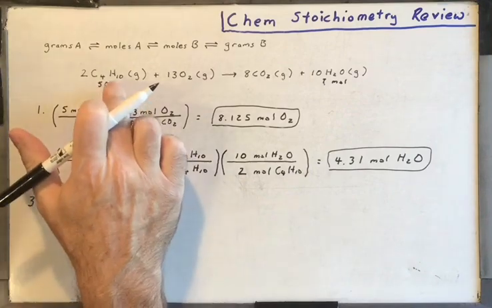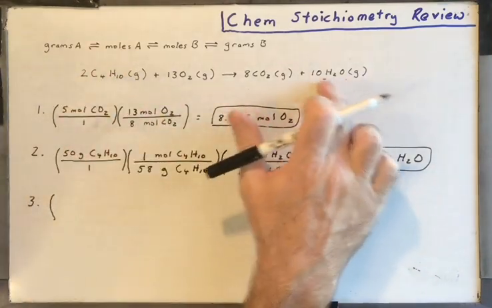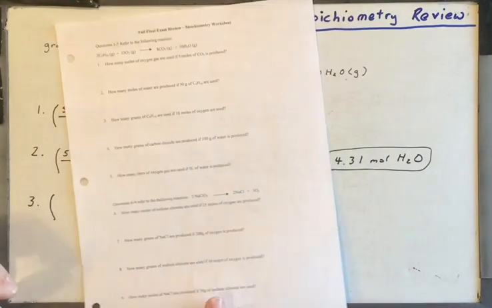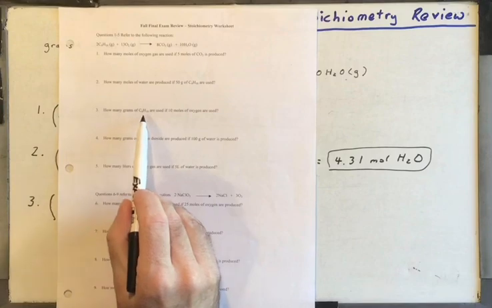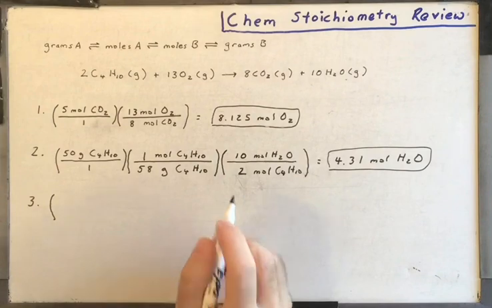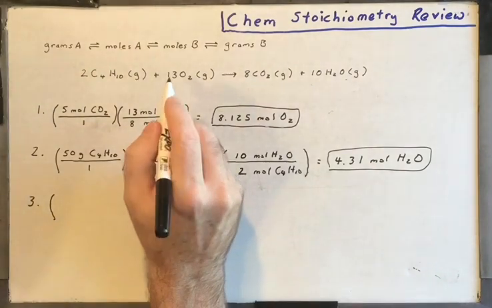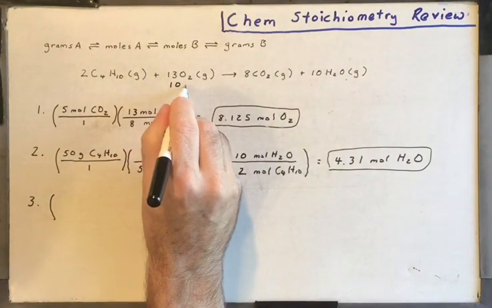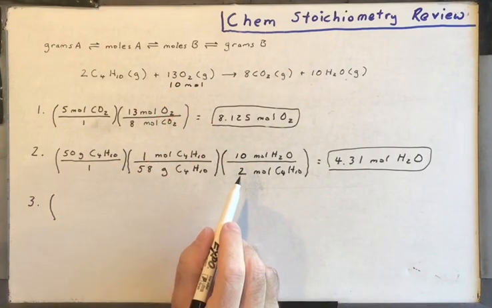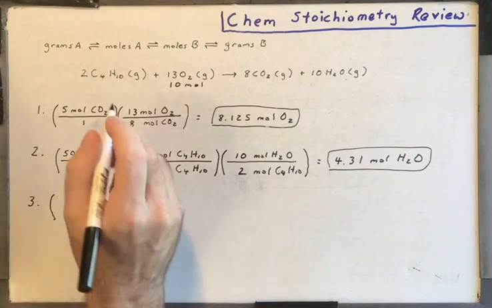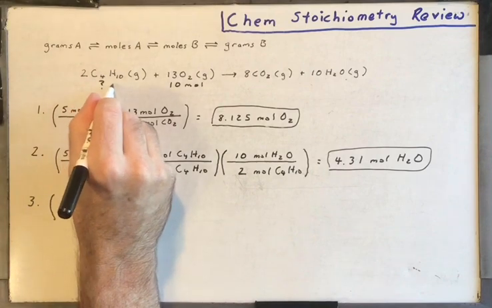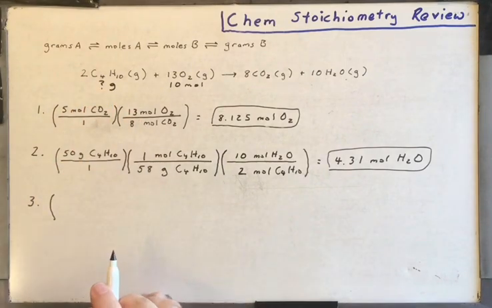All right, let's get rid of this and we'll look at question 3. So question 3 says, how many grams of C4H10 are used if 10 moles of oxygen are used? All right, so we have 10 moles of O2. So write that in. Try not to erase number 2 there. 10 moles of O2. We want to know how many grams of C4H10 are used. So I'm going to put a question mark and grams.